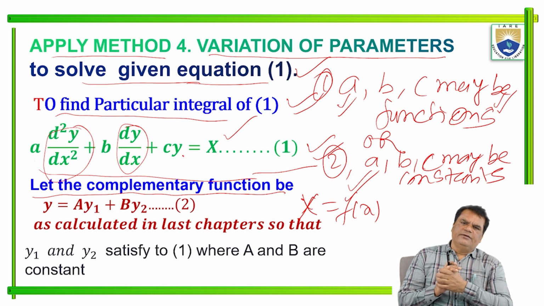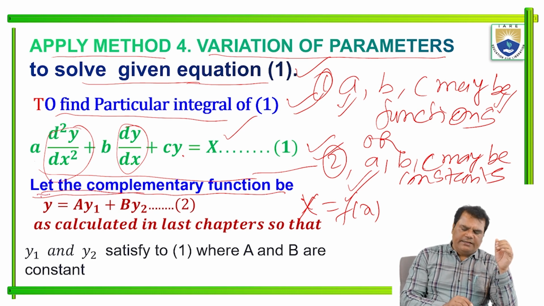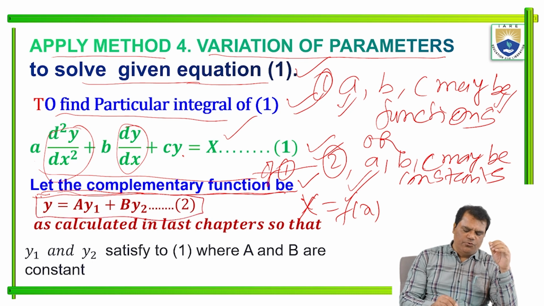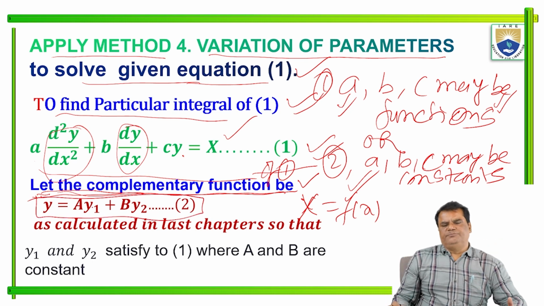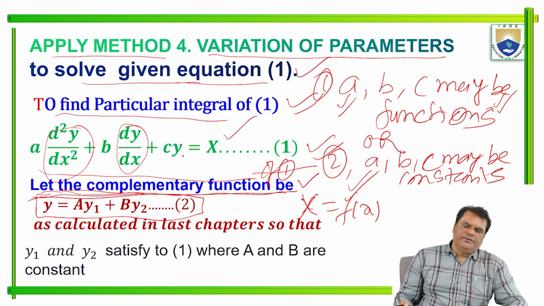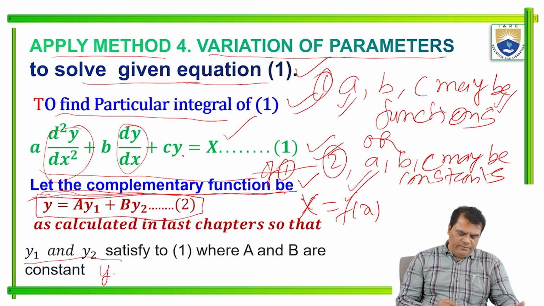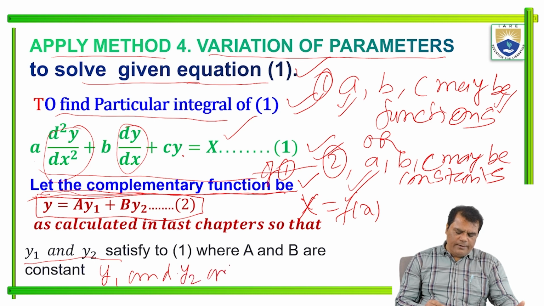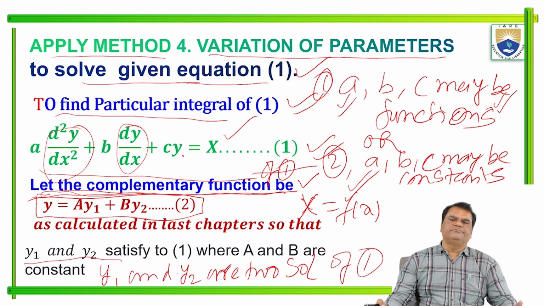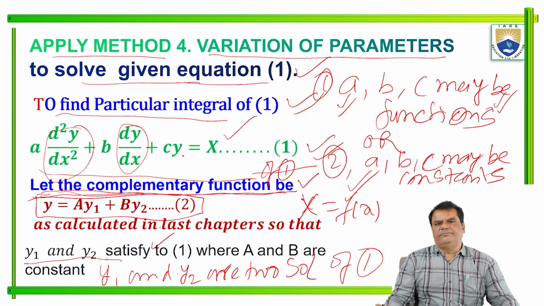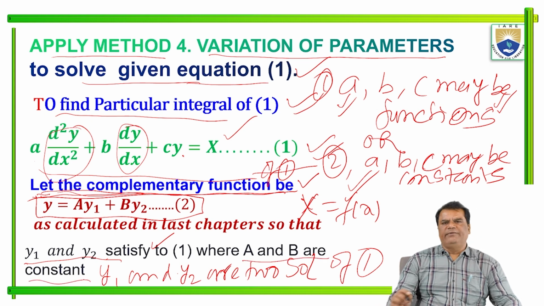So here we consider that, let the complementary function of equation 1 be this equation 2: y equals a y1 plus b y2. This is the complementary function. a and b are arbitrary constants. y1 and y2 are 2 solutions of equation 1. If y1 and y2 are 2 solutions of 1, then y1 and y2 satisfy 1, where a and b are arbitrary constants.